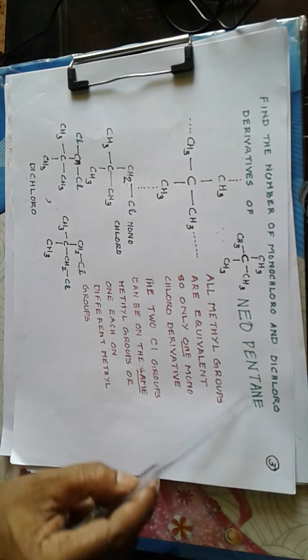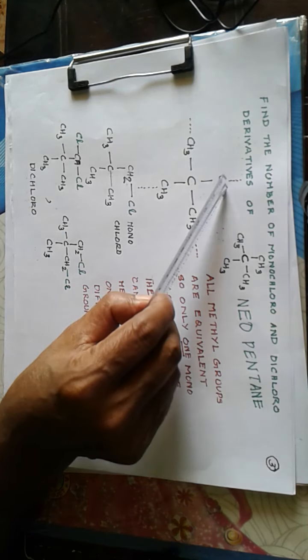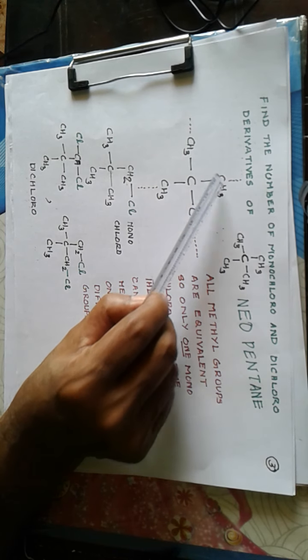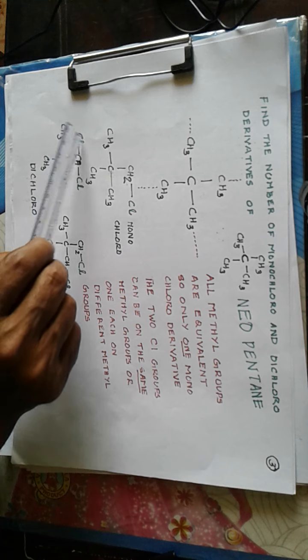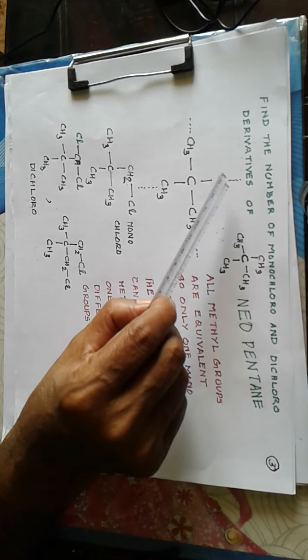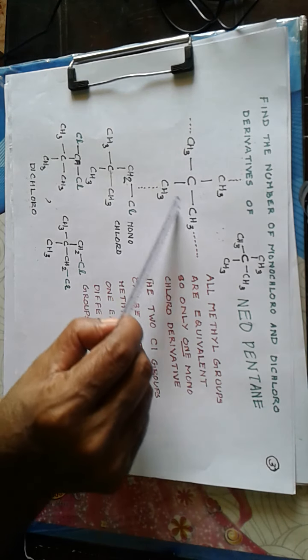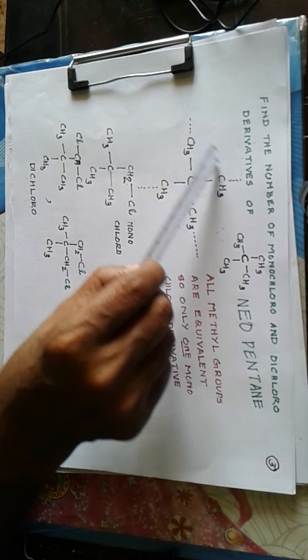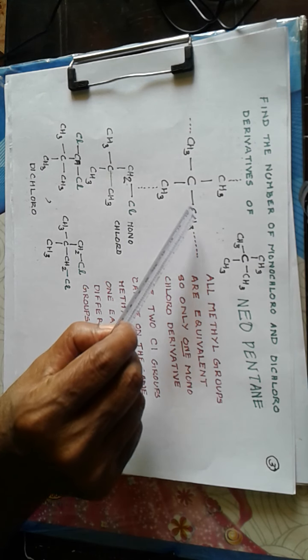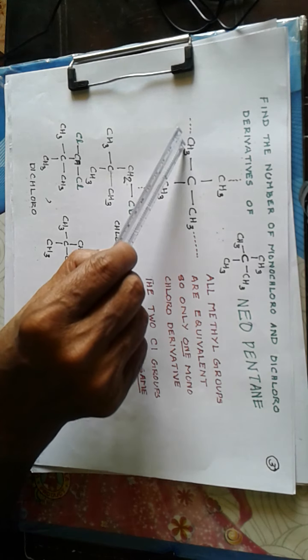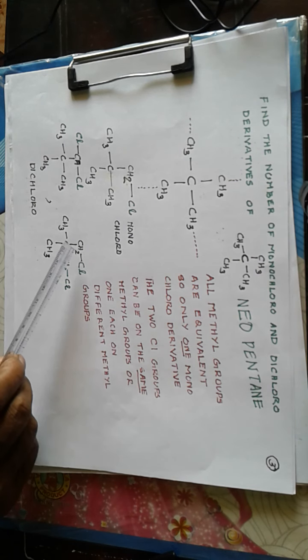Now for a dichloro derivative of neopentane, you can replace two H atoms from this carbon by 2 chlorine. So that is shown here, CHCl2. Or better, you can replace one H atom from one methyl and the other H atom from any one of the methyl groups, because all these groups are similar. So you can replace a second hydrogen from this methyl or from this methyl or from this methyl, we get the same isomer. So CH2Cl, CH2Cl, all are the same molecules.